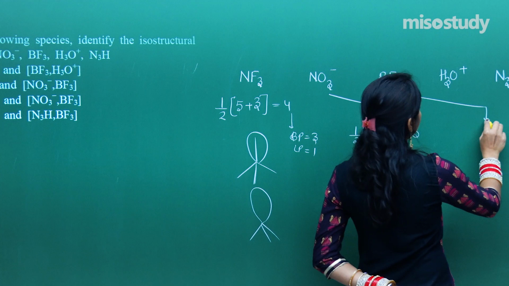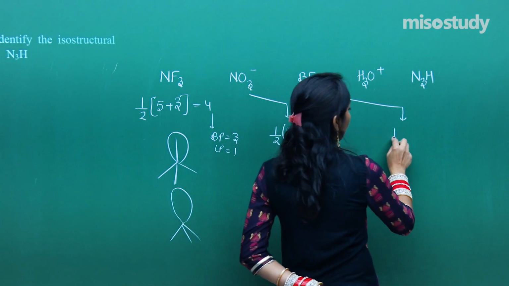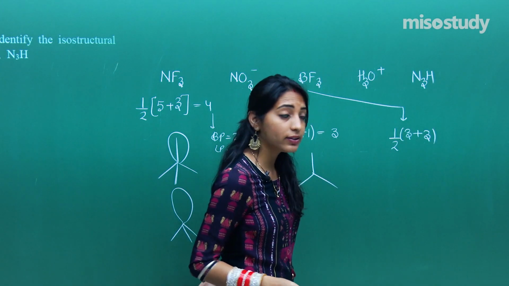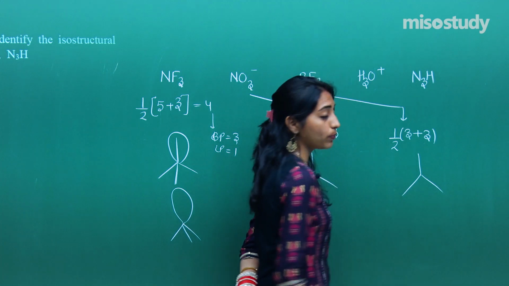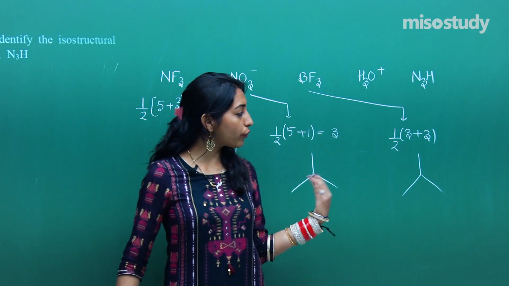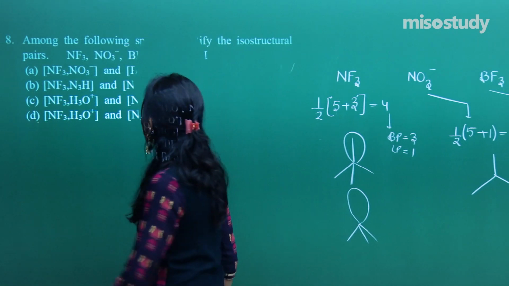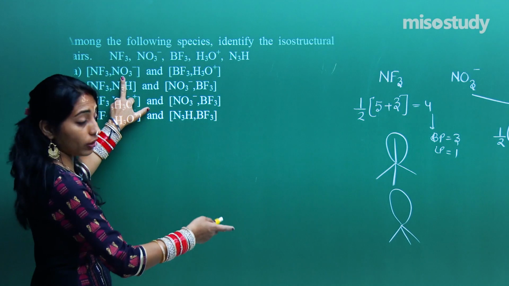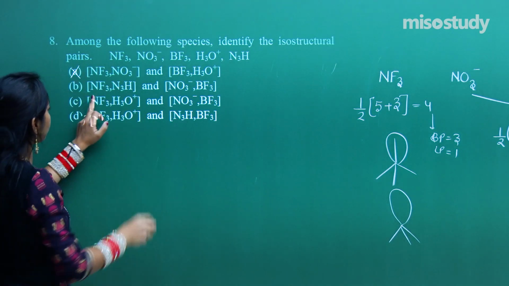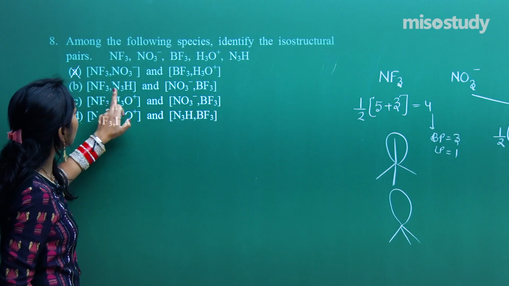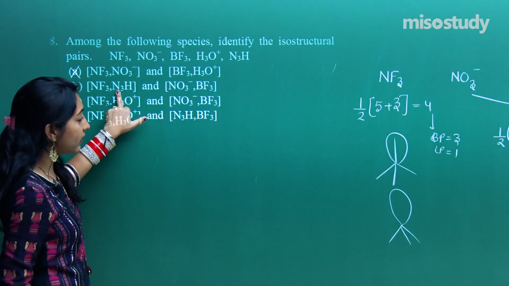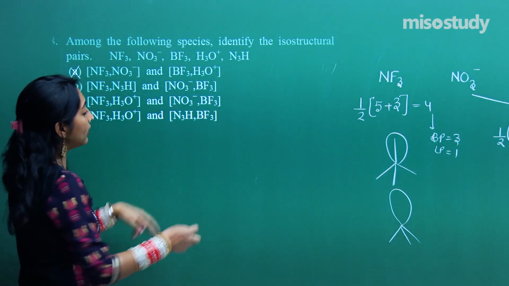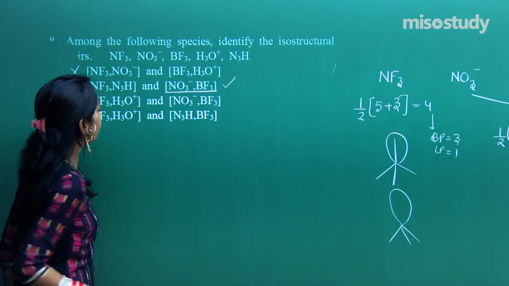Next we have BF3. So half of valence electrons of central atom 3 plus number of atoms attached by single bond 3. So once again this is sp2, trigonal planar. So first of all let's go into the options. The first option says NF3 and NO3 minus are having same. NF3 and NO3 minus are not having same. A cannot be the option. Then it says NF3 and HN3 are same, and another says NO3 minus and BF3 are same. Maybe. So here one option is correct. So maybe this is the answer.